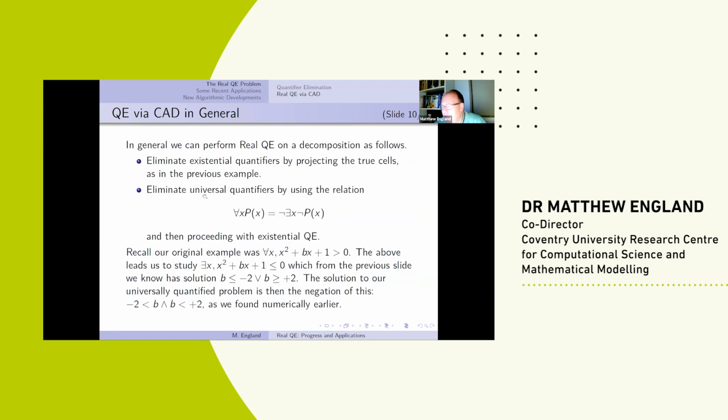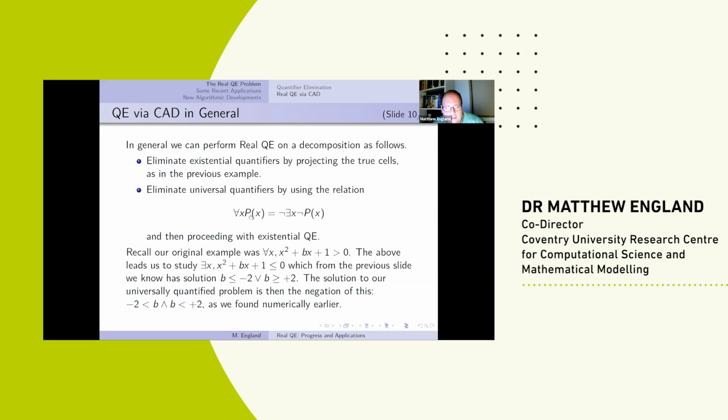This wasn't quite the problem I showed you earlier. So now let's go back to the problem I showed you earlier. So that's just an example. In general, to perform real quantifier elimination, you need to eliminate existential quantifiers by projecting true cells, as I did in the previous example. But what about universal quantifiers? Well, with universal quantifiers, we need to remember this relation that you probably learned in your first year logic course of a computer science degree.